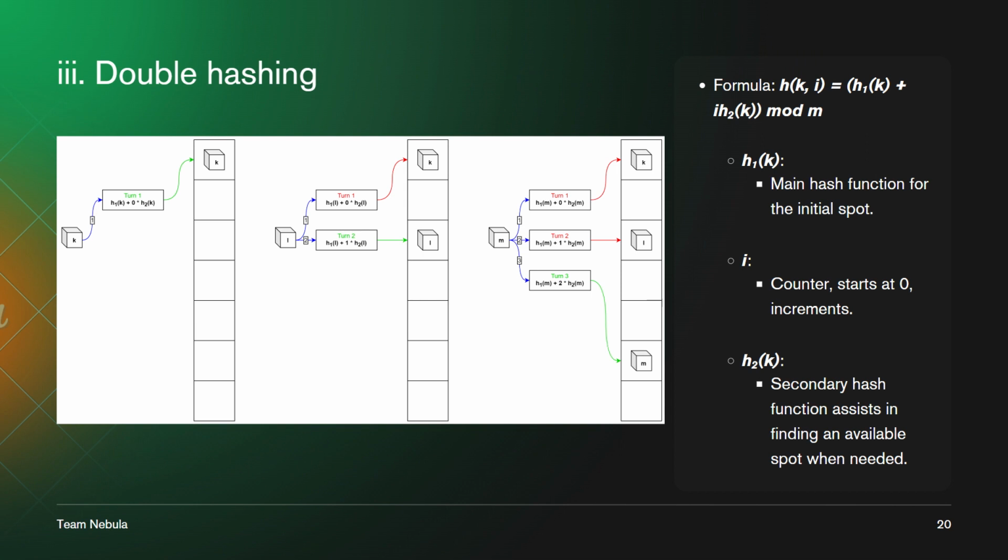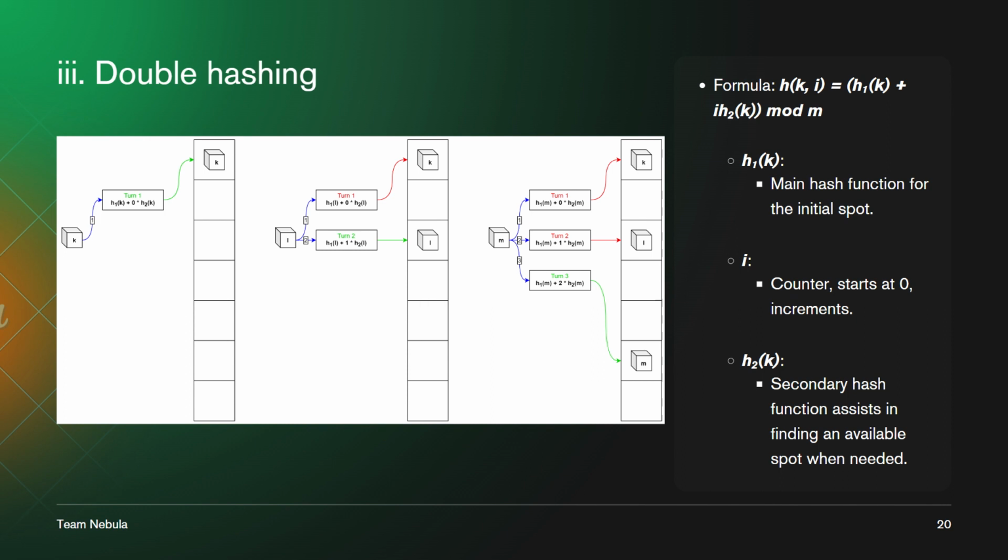So, here is the trick we will use. And don't worry, I'll break it down for you. h1 of k is our main hash function that gives us the initial spot. i is our trusty counter again, starting from 0 and increasing by 1 each time. h2 of k is our second hash function that kicks in when we need help finding a spot.